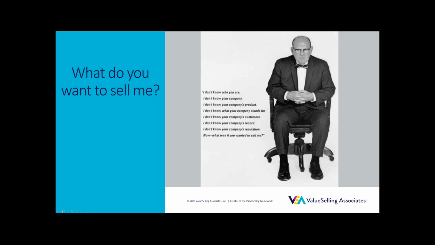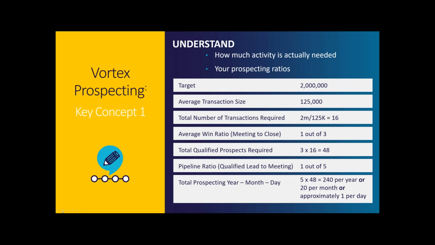People don't want to be sold, yet people do want to buy when they have a need that they recognize and it's important enough for them to deal with. So rather than focus on what we want to sell them, we want to focus on what value we can add to them. And we're going to talk a bit more detail about that, but one of the first concepts that we teach in our Vortex Prospecting is, do you even know how many prospects you need to have and the activity that is required to generate that?